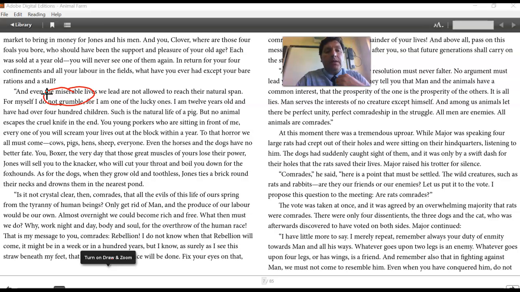I'm one of the lucky ones. I have over 400 children. Such is the natural life of a pig. I've lived a good life. But no animal escapes the cruel knife. To that horror we must all come.